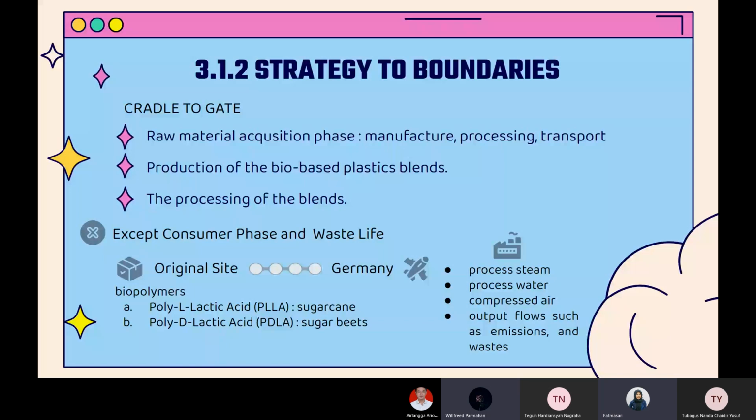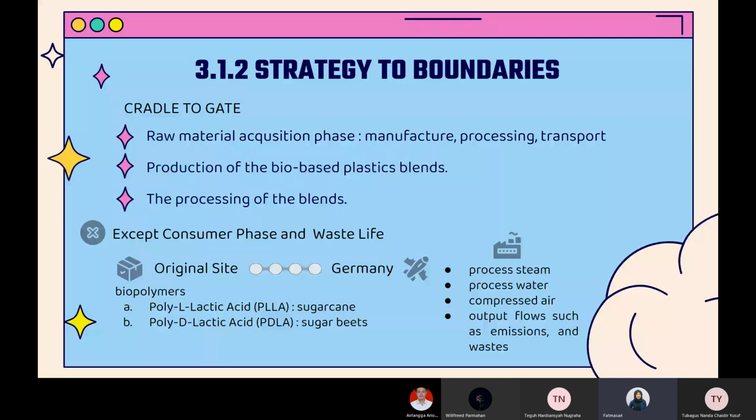Okay, from the system boundaries, we set the boundaries from cradle to gate. The first one is the raw material acquisition phase. The next one is production of the bio-based plastic blends. And the third one is the processing of the blends. This paper didn't include any phase at consumer and waste life because of the limitation in the data, and for those two phases they got into eco-design strategy definition, which are not included in this paper.